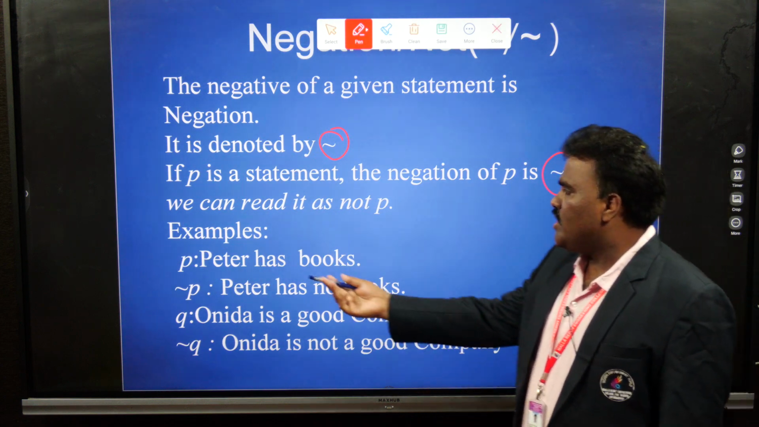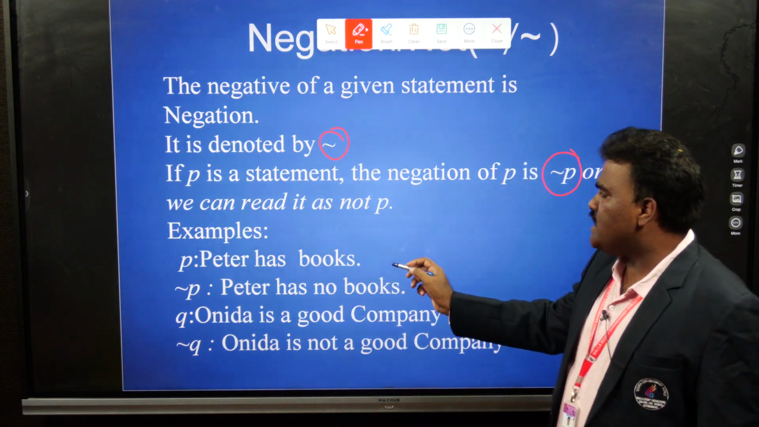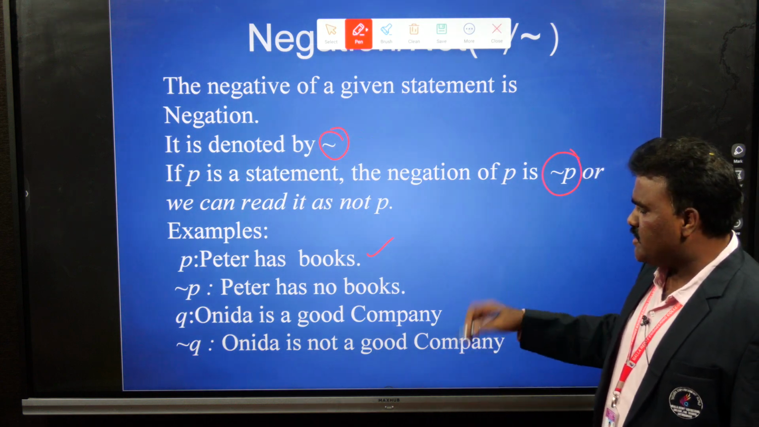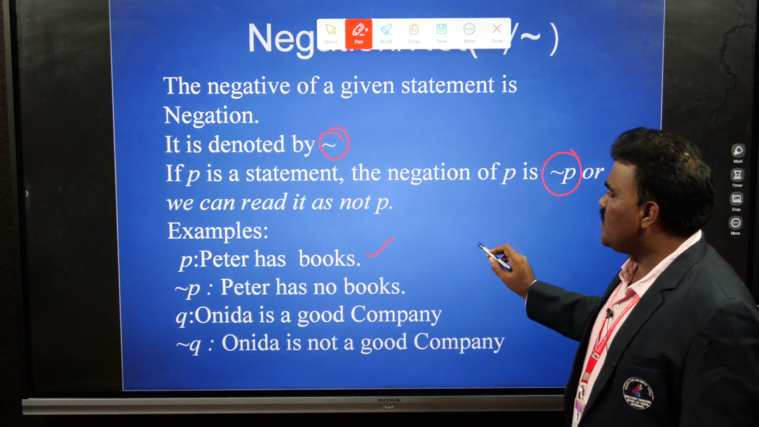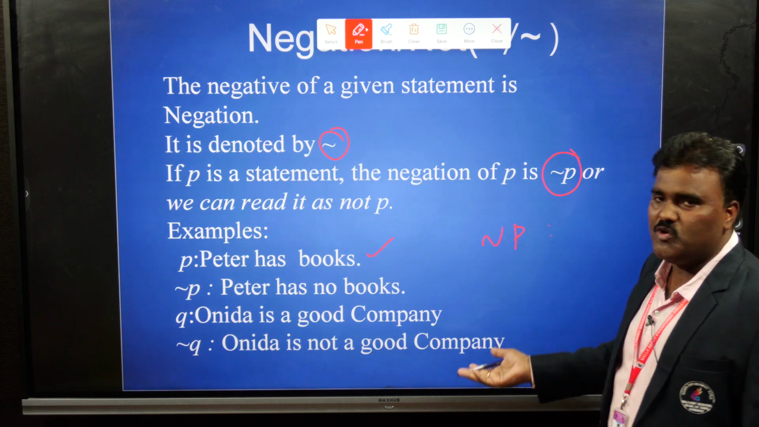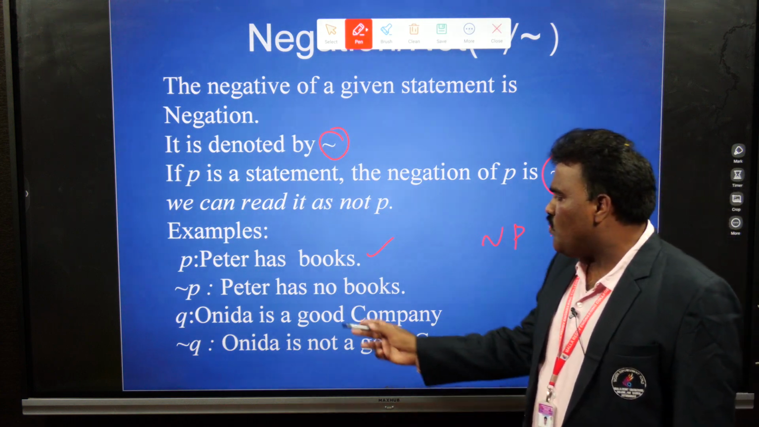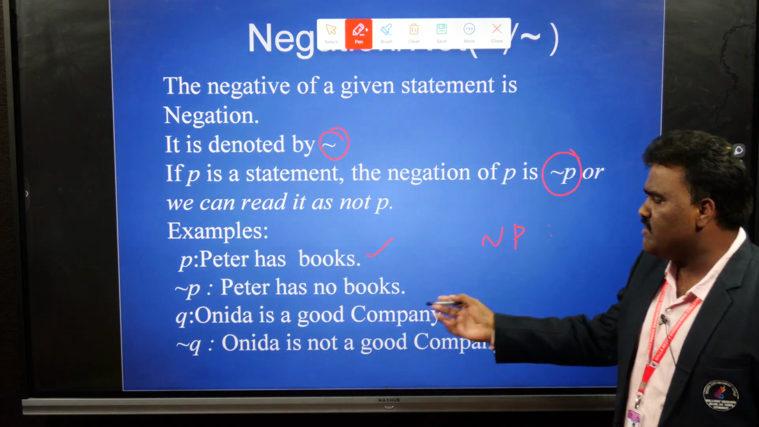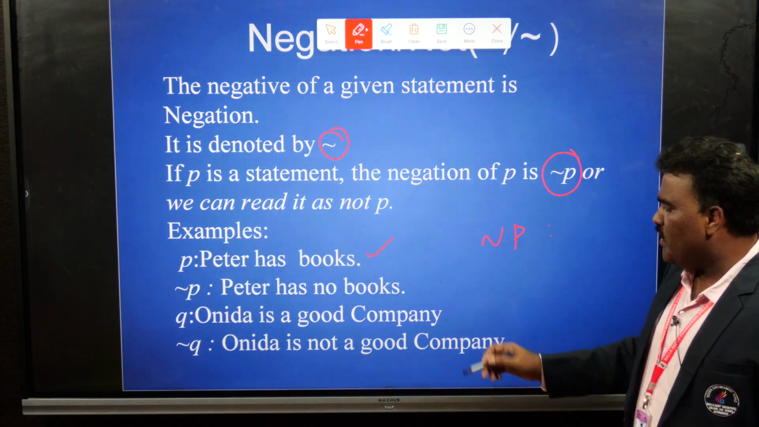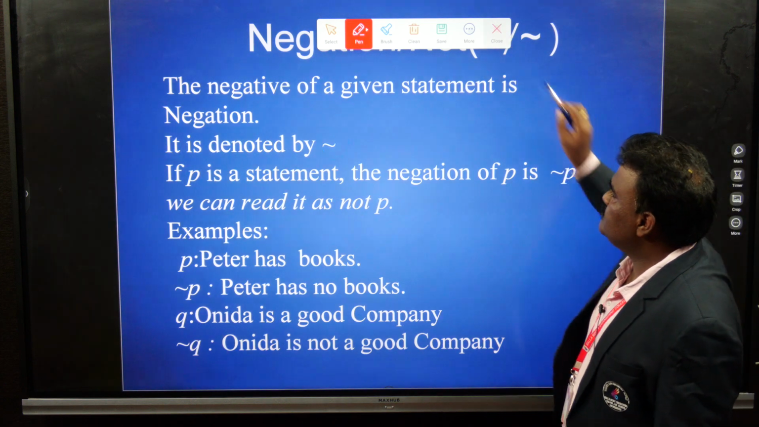These are some of the examples we are discussing. For example, P is Peter has books. This is the given statement. If I want to represent the same statement with the help of negation, I need to represent it with the notation negation P: Peter has no books. In this way we represent negation. Onida is a good company is a given statement. Its negation is: Onida is not a good company. In that way we represent negation.